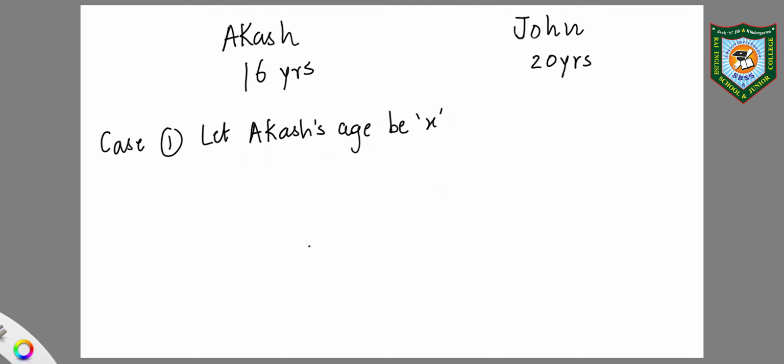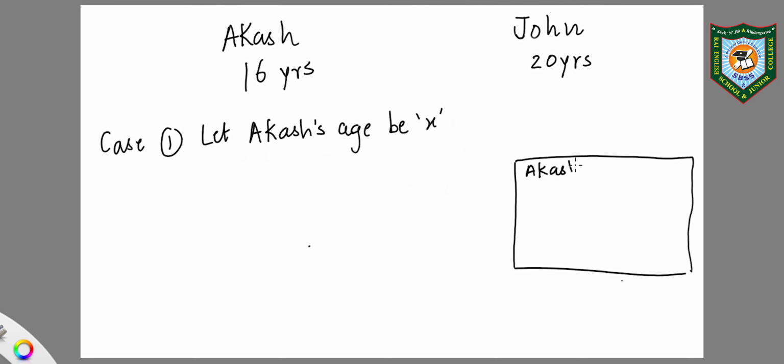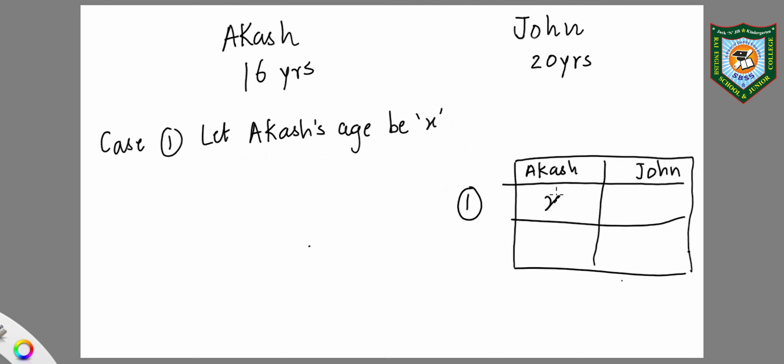So we're going to make a table here and we're going to compare how these values come out. So I have Akash here and I have John here. Now in this case, which is case 1, I'm saying that Akash's age is X. So if Akash's age is X, we can clearly see John is 4 years older than him. So John's age becomes X plus 4.